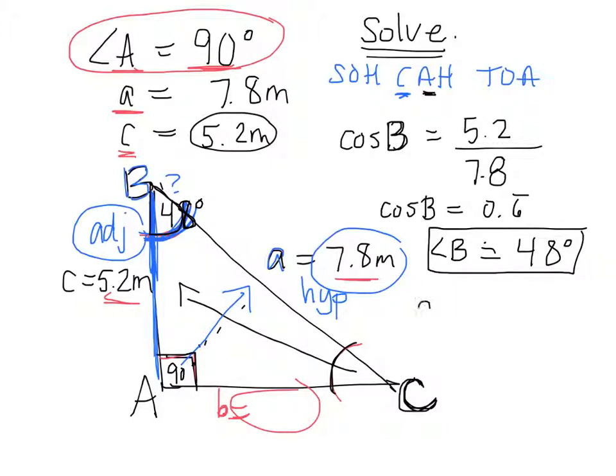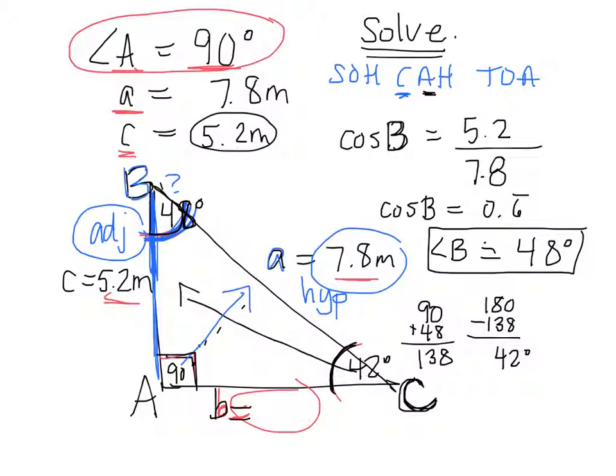What's 90 plus 48? 138. Okay, so altogether with C, that has to add up to 180. So what am I going to do to find the missing angle? 180 minus 138, 42 degrees. Okay, we just found angle C. We now need to find side length B.